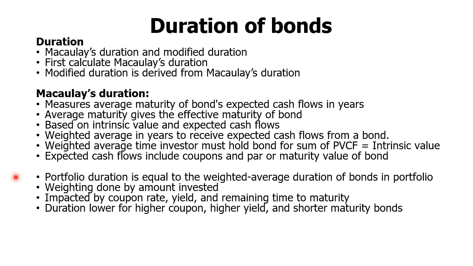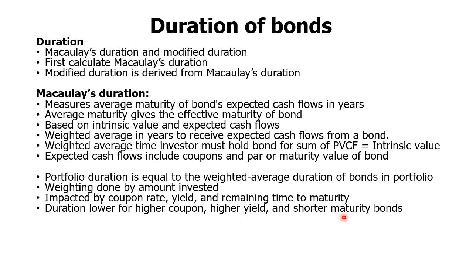Macaulay's duration and consequently the modified duration, which is the price sensitivity of a bond, is impacted by its coupon rate, yield, and the time remaining to maturity. If we hold the other factors constant, duration is lower for bonds with higher coupons, higher yields, and shorter maturities.